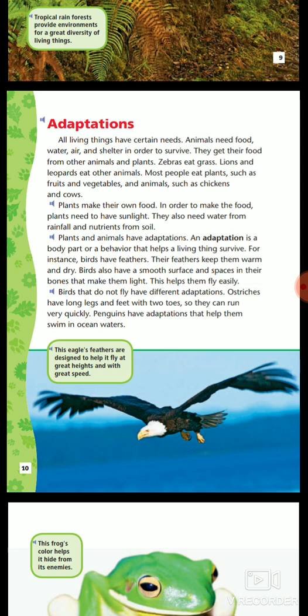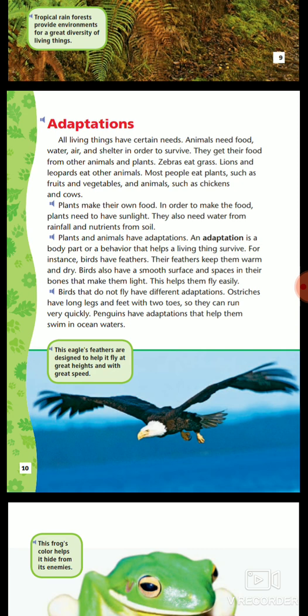Plants make their own food. In order to make the food, plants need to have sunlight. They also need water from rainfall and nutrients from soil. Plants and animals have adaptations. An adaptation is a body part or a behavior that helps a living thing survive.